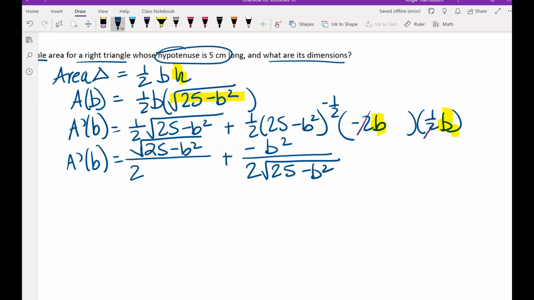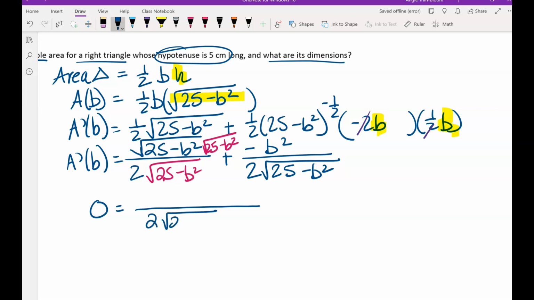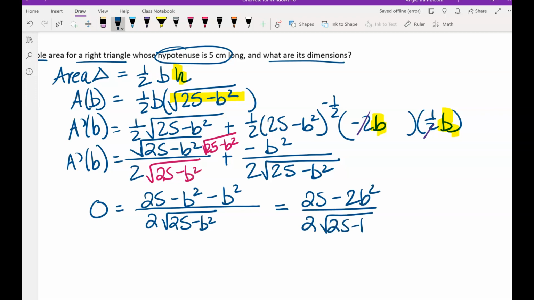And remember, we're about to set this equal to 0, so we want to find the common denominator. I'm going to multiply this by 25 minus B squared, and what we do to the numerator, we do to the denominator. On the numerator, I now have 25 minus B squared because the two radicals cancel each other out, and then bring over the B squared. This is going to be 25 minus 2B squared all over 2 times the square root of 25 minus B squared.